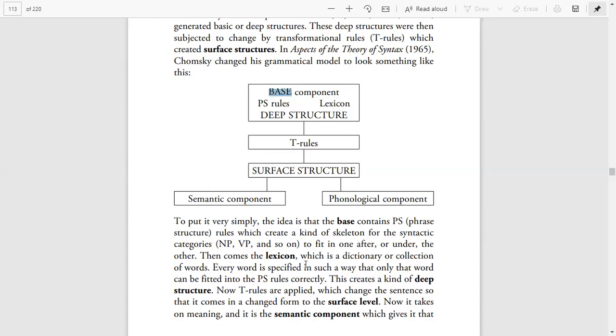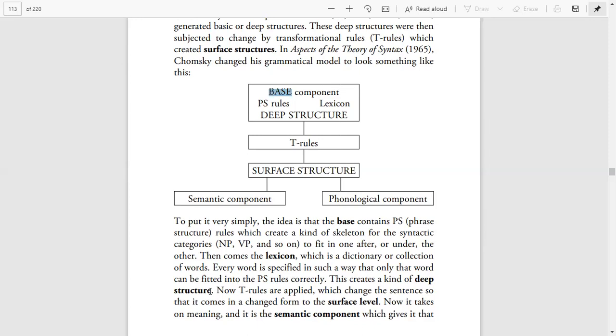So first of all, we have the base component, and in the base component, we have PS rules, and then we have the lexicon. And then from these things, what happens? This creates a kind of deep structure. We get a deep structure from these things. Now what happens after getting a deep structure? T rules are applied. We apply T rules on this deep structure, which change the sentence so that it comes in a chain form to the surface level. Of course, by applying T rules we get the surface structure or the surface level.